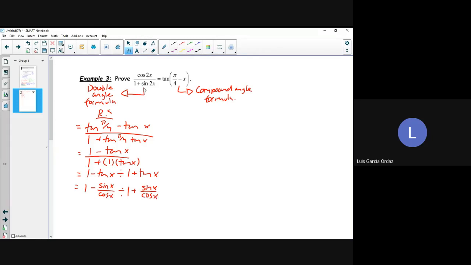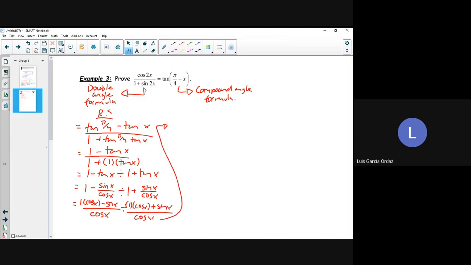So now all we're going to do is take our common denominator. So on the left side is going to be cos x, and on the right side is going to be cos x as well. So we get 1 times cos of x minus sine x divided by cos x divided by 1 times cos of x plus sine x over cos of x.